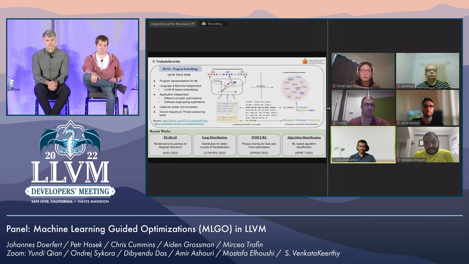So in this case, we try to make use of LLVM IR as the underlying structure of the program. So in that sense, we make it a machine and language independent representation. Again, such a representation should generalize across applications, or rather it should be application independent. Specifically, it should be usable in different compiler optimization and software engineering tasks.